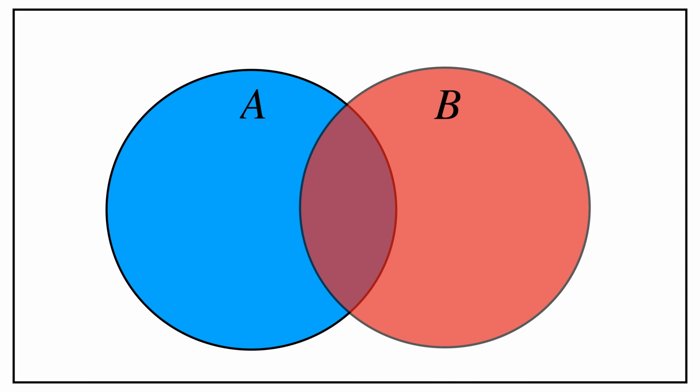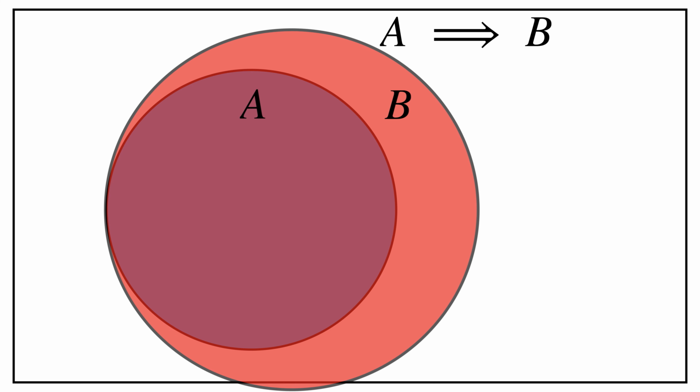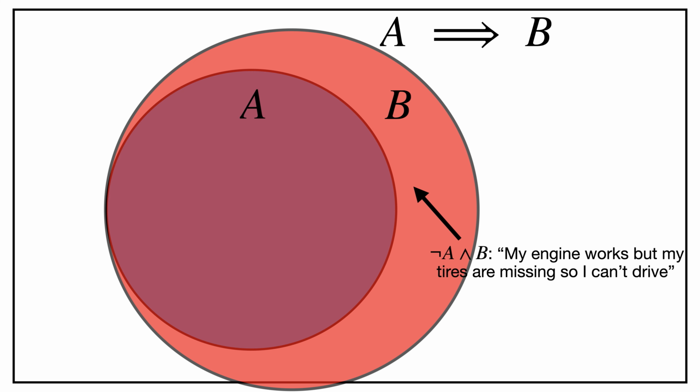So when I tell you that A implies B, this means if I know A is true, I also know B is true. So to match this picture, we're going to need to move B. It's going to go like this. And notice how this only tells me something about B when I know A. If I don't know A, I can't necessarily conclude that B is false. So we need to capture the fact that if A is true, B is also true. But if A is false, it's not necessarily the case that B is true. There are other cases in that truth table where B is true even when A is false. So that would be like this section over here. My engine works, but my tires are missing, so I can't drive.